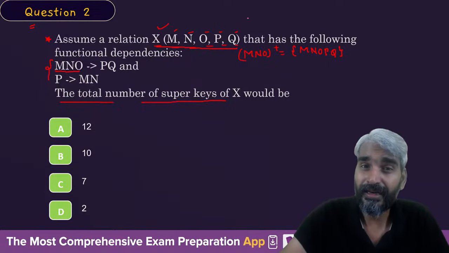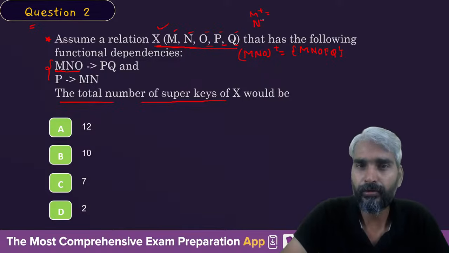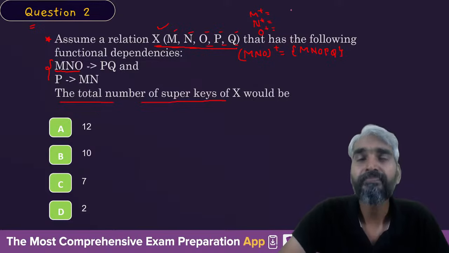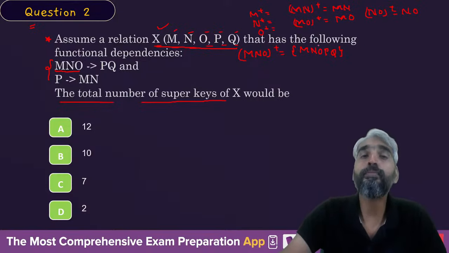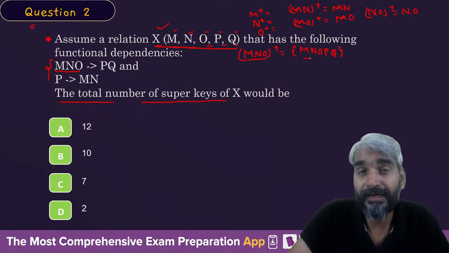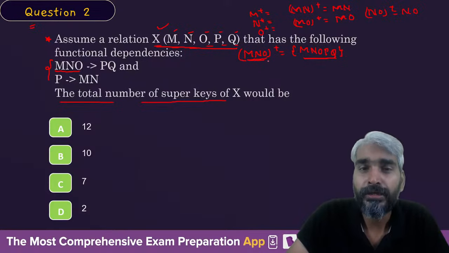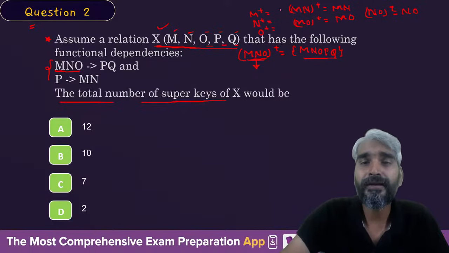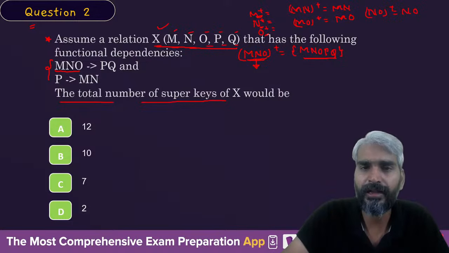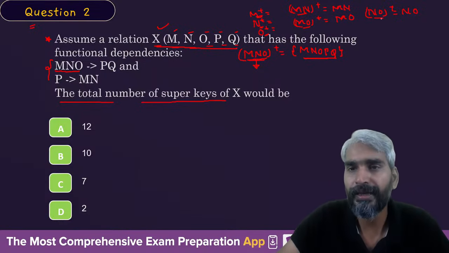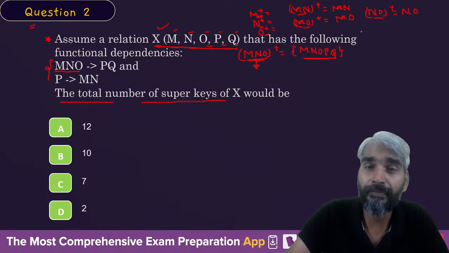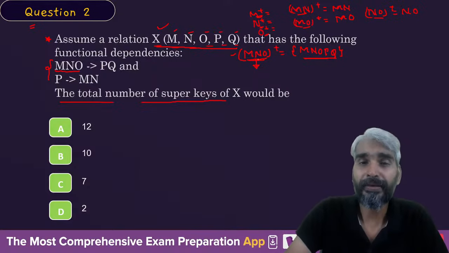But is it a candidate key? What will be M closure? M closure will be M only. N closure will be N only. O closure will be O only. MN closure will be MN only, MO closure will be MO only, and NO closure will be NO only. So just like the previous concept, this is a super key because it can derive all the attributes, but no proper subset of this super key is a super key. M cannot derive all attributes, N also cannot derive all attributes, O also cannot derive all attributes. MN together cannot derive all attributes, MO together cannot derive all attributes, and NO together also cannot derive all the attributes. Therefore, none of the proper subsets of this set are super keys. Therefore, this is a candidate key.